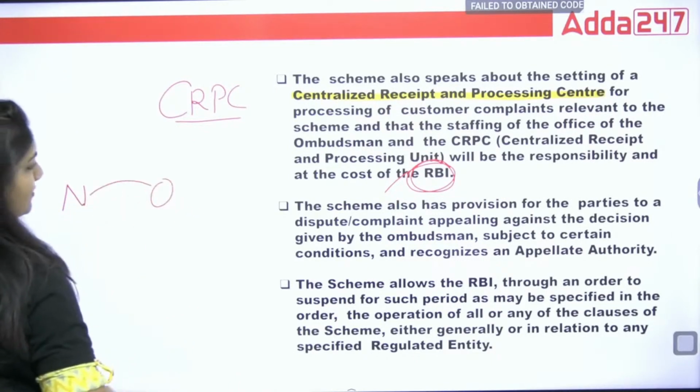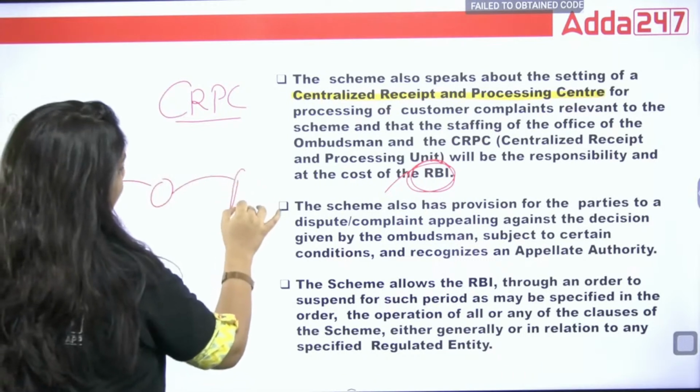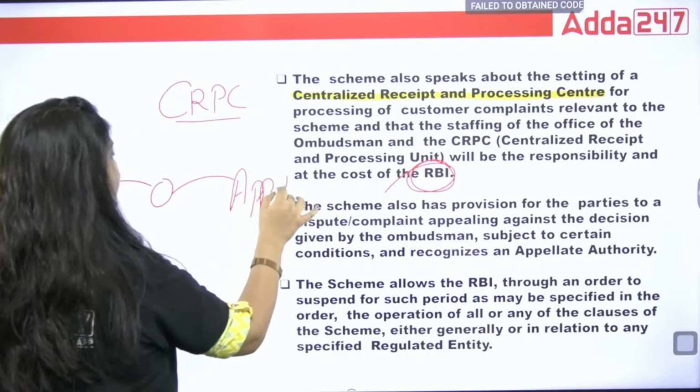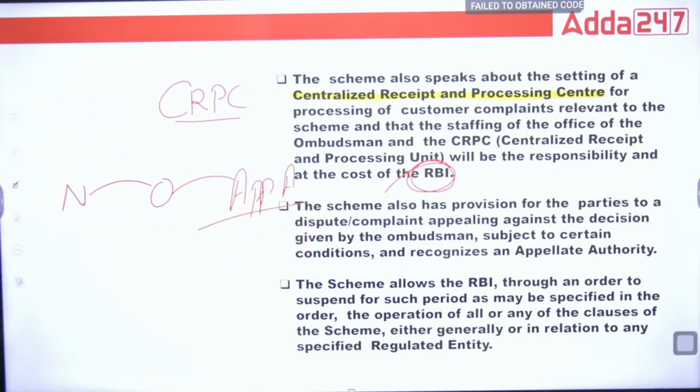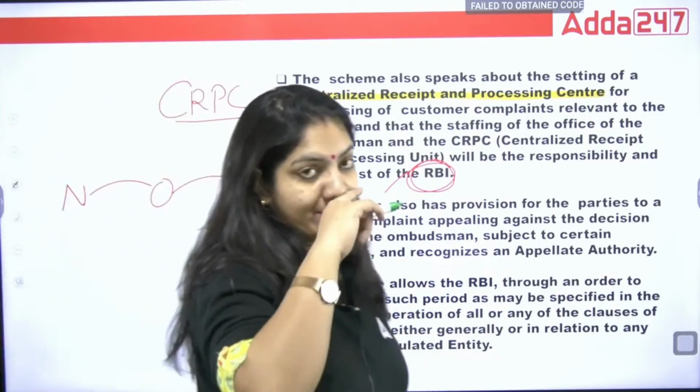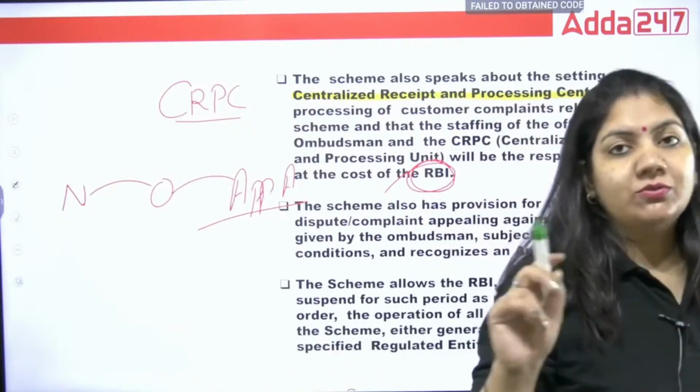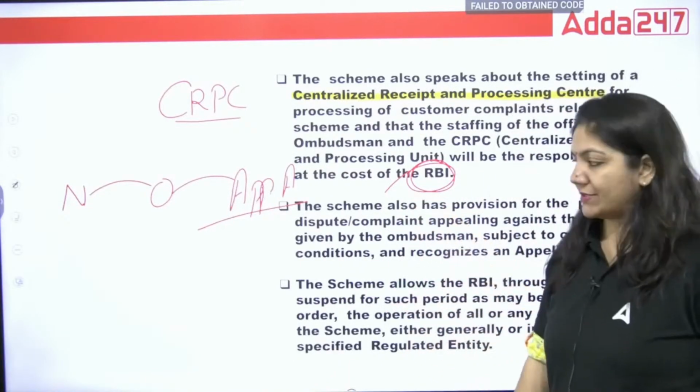She filed the complaint to the ombudsman, appellant authority. There should be an appellant authority also regarding this one. Okay, so if we are not satisfied with the decision of the ombudsman, we have a right to go to the appellant authority. That's it.